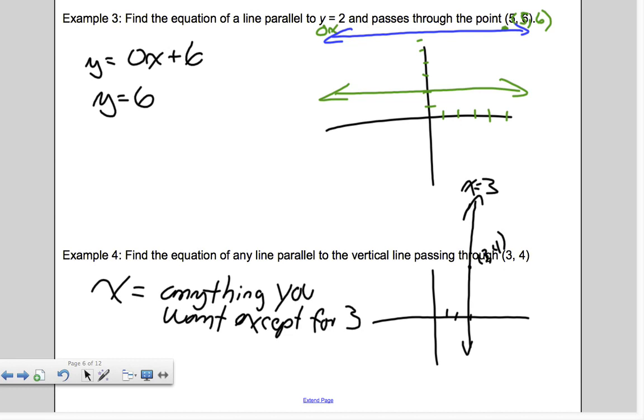We know that for a vertical line, our equation is x equals something. So we want something that's parallel to it. So what's the slope of this line? What's the slope of a vertical line? Undefined, right? Because we're dividing by 0, the run is 0. So we just want any line that has an undefined slope, which means x equals anything.